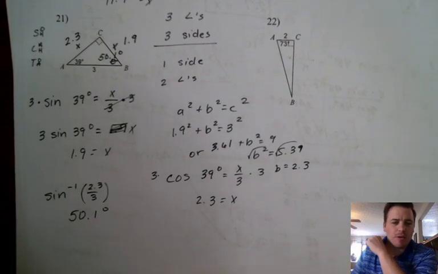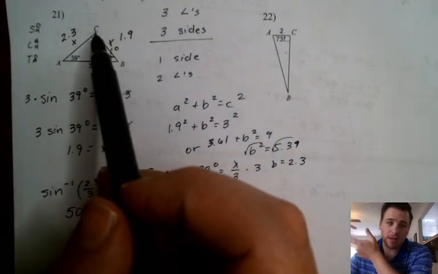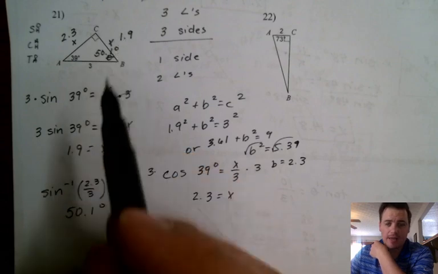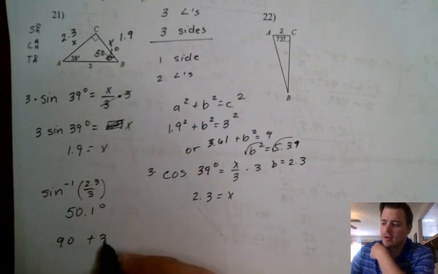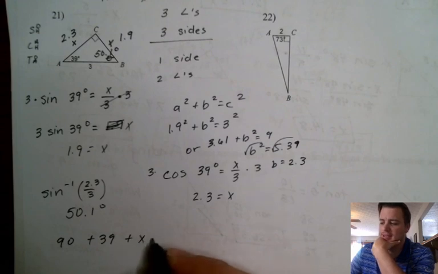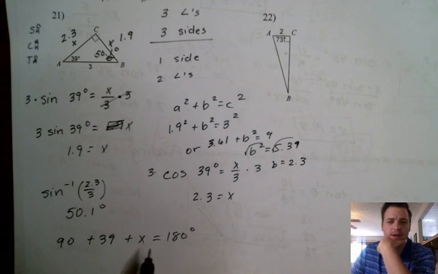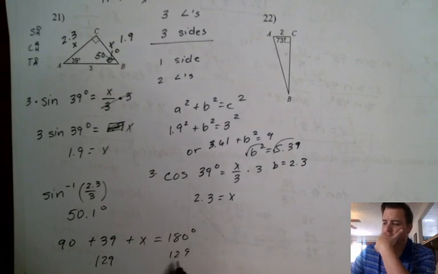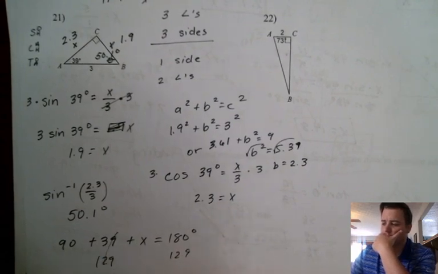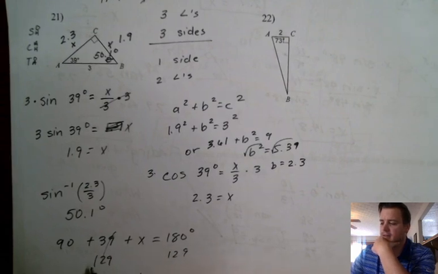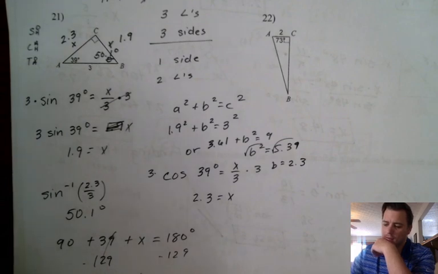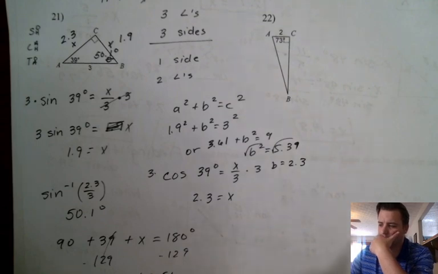Now, if you said, well, okay, that's a trig way. And again, another trig thing is just saying, hey, 90 plus 39 plus x is equal to 180 degrees. So the three interior angles have to be equal to 180. So 90 plus 39 is equal to 129. And then x, and then I subtract 129 from both sides. 180 minus 129 is 51. Okay? Is 51.